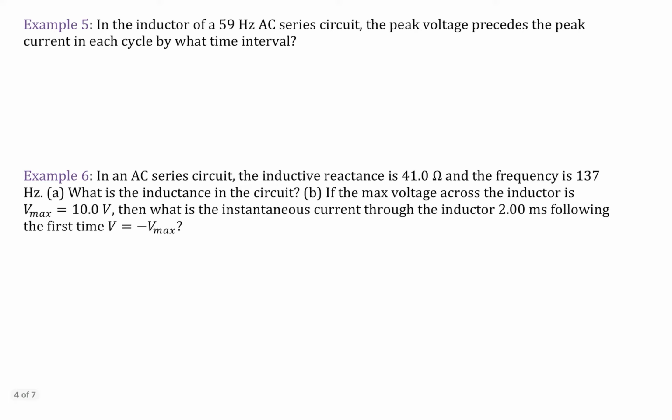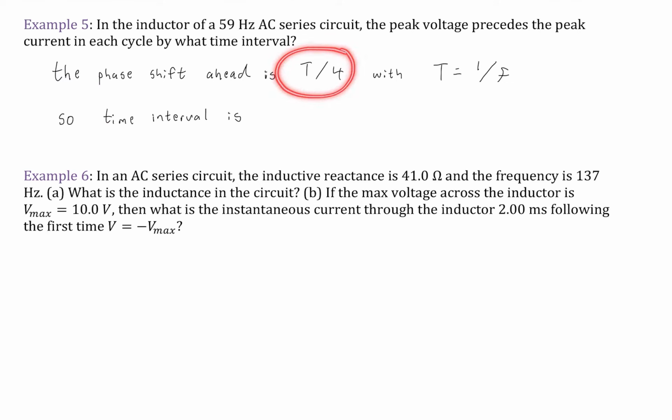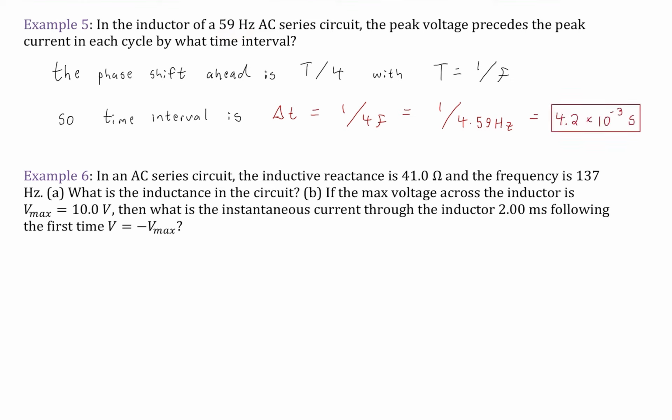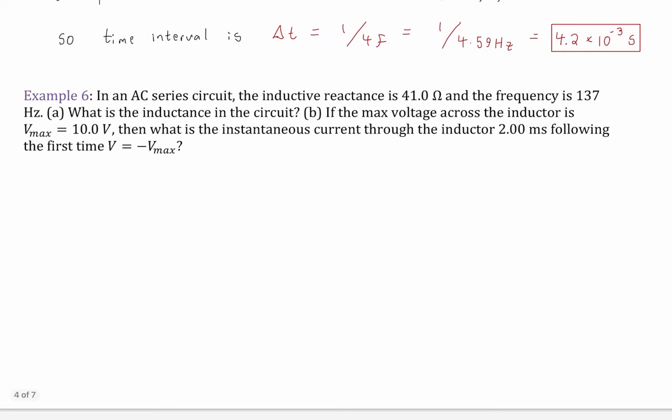In the inductor of a 59 hertz AC series circuit, the peak voltage precedes the peak current in each cycle by what time interval? So how do we go about this? Well, the phase shift we know is 1/4 of a period ahead. The period is 1 over the frequency. So the time interval is just 1 over 4 times the frequency. In this case, because we're given a particular frequency, it'd be 1 over 4 times 59 hertz, or 4.2 milliseconds. So that's the actual amount of time that the voltage precedes the peak current. Very good.